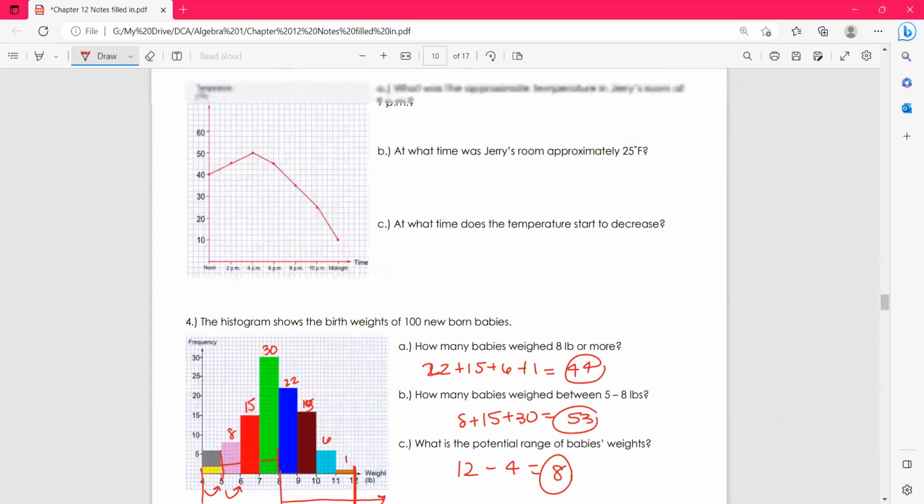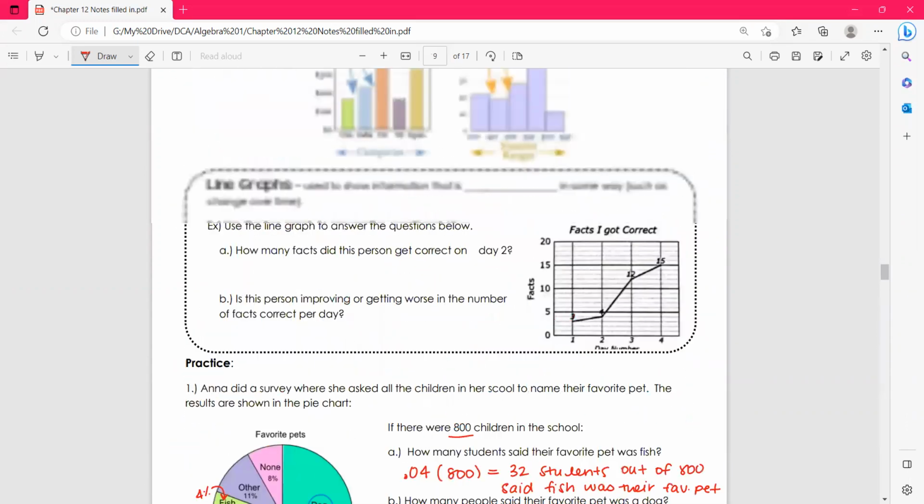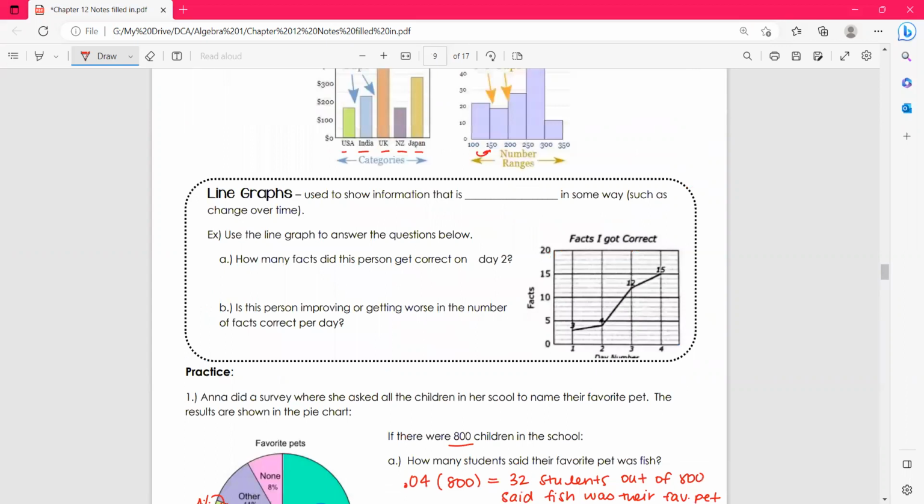So the last data display that we are going to talk about today and this week is a line graph. A line graph is used to show information that is linear in some way, such as changing over time. So use the line graph to answer the questions below. This graph is facts I got correct. I believe that says day number and then how many facts. So day 1, day 2, day 3, day 4, how many facts I got correct. Maybe learning a new topic.